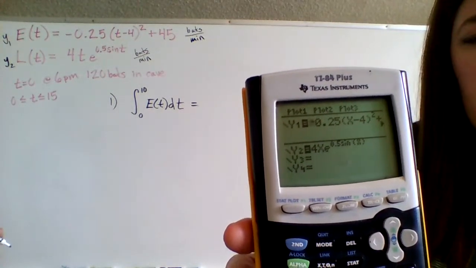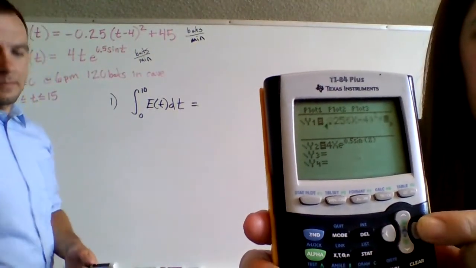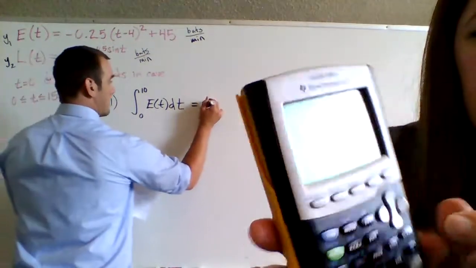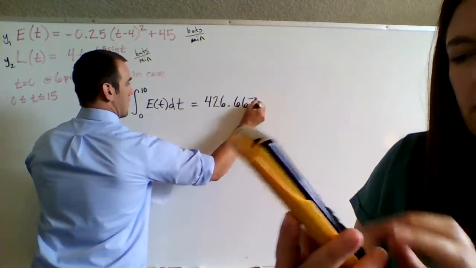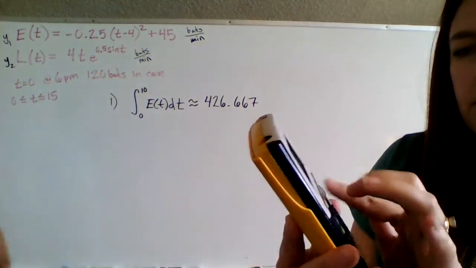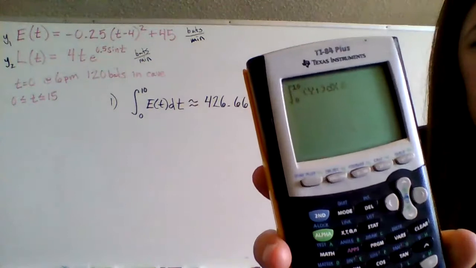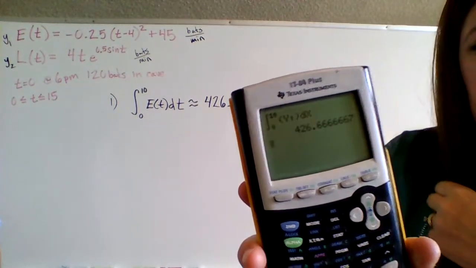So there's our E of t rule in Y1. Make sure to get your decimals in the right spot. Make sure you're in radian mode. Then we can go to the home screen, math 9, from 0 to 10, alpha trace Y1 with respect to x. And you should get 426.6 repeating.